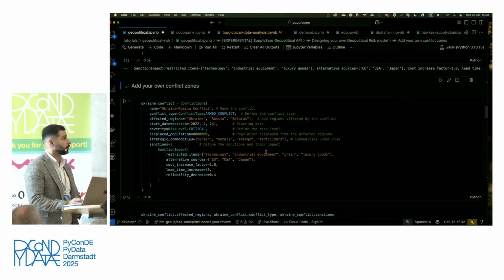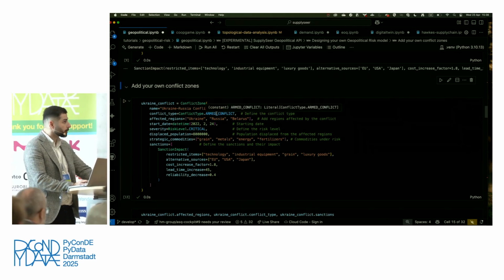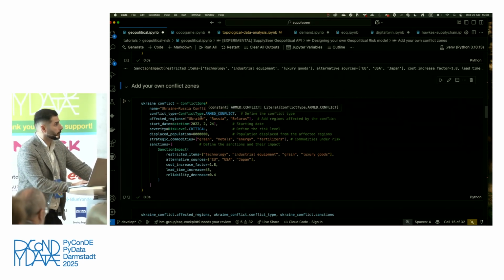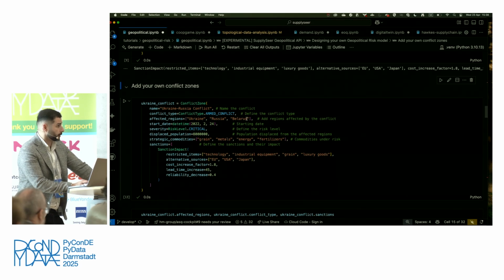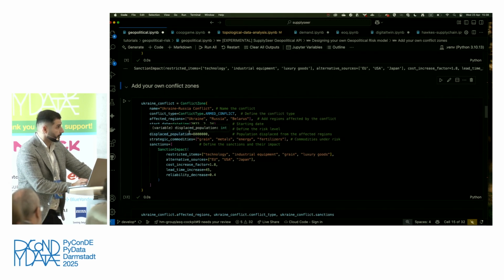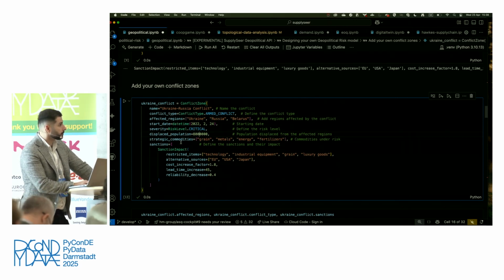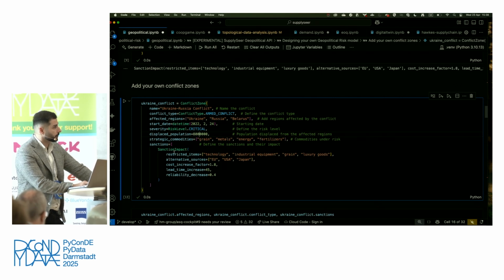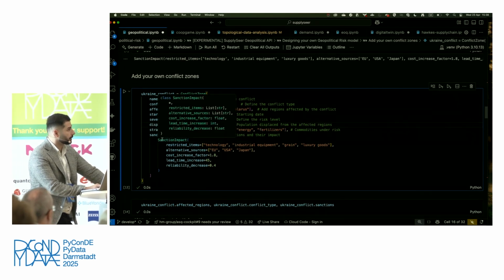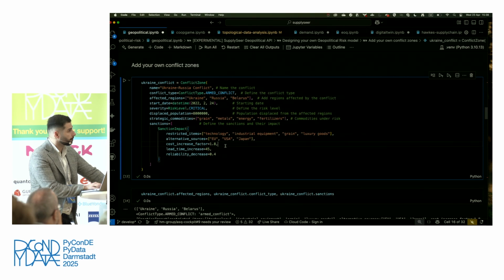Now we're going to add our own conflict zones. I'm just going to add it again. Say Ukraine-Russia conflict. It's an armed conflict. The affected regions: Ukraine, Russia, Belarus. It's going to start from 24th of February, 2022. Their risk level is critical. There is a displaced population of 8 million. Strategic commodities: grain, metals, energy, fertilizers, and the sanctions. We define the sanctions with this class. Let's do it.